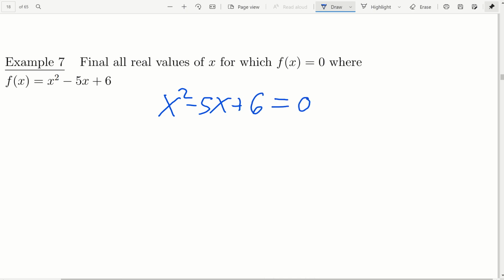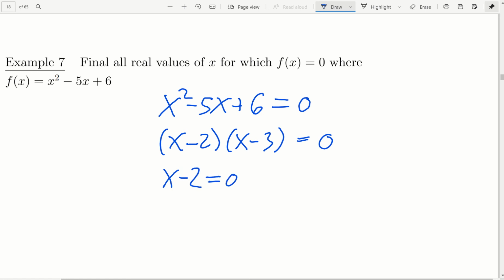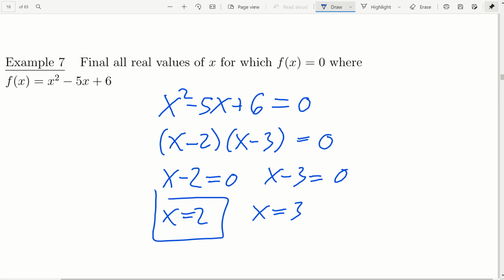This gives us a quadratic equation. We have many different ways to work with these. Luckily, this one factors, and it's going to factor as (x minus 2) times (x minus 3) equals 0. We can set each factor equal to 0 from the zero product property of the real numbers. Add 2 to both sides for the first one. Add 3 to both sides for the second one. And we get two solutions: x equals 2 and x equals 3.